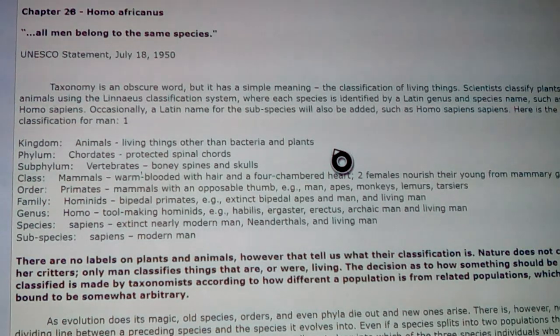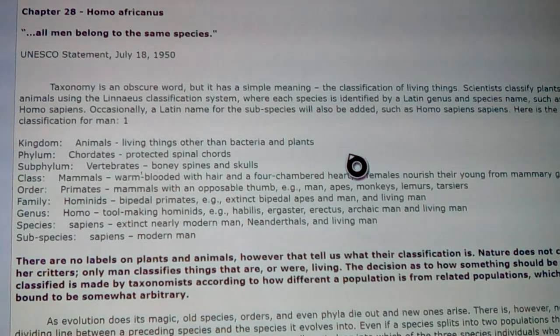So looking into it, he says there are no labels on plants and animals, however, that tell us what their classification is. Nature does not classify her critters. Only man classifies things that are or were living. Yeah, there's no stamp on the butt of something, and all you have to do is look up the tail and go, oh, okay, this is a jackal and this is a wolf. In fact, we'll get into that later, and I'll talk about it then too, so let's just wait.